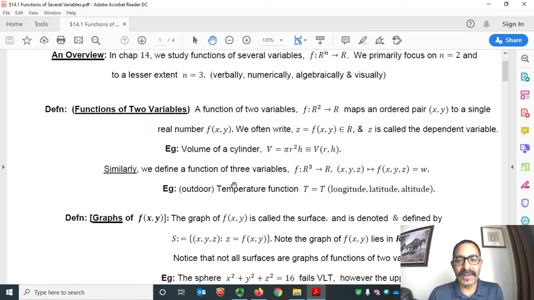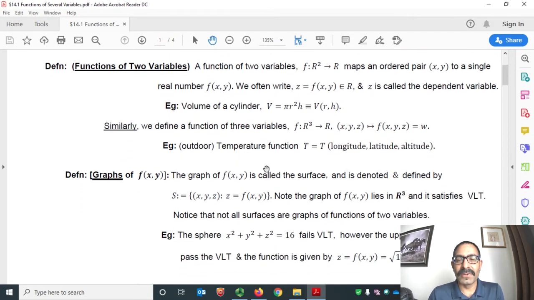Similarly, we define a function of three variables f from R3 to R, where (x, y, z) maps to w, or w equals f of (x, y, z). I hope this definition makes sense to you. So a quick example of a function of three variables is the temperature function T, which depends on longitude, latitude, and time or altitude.